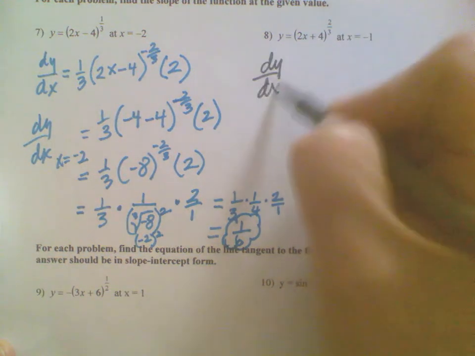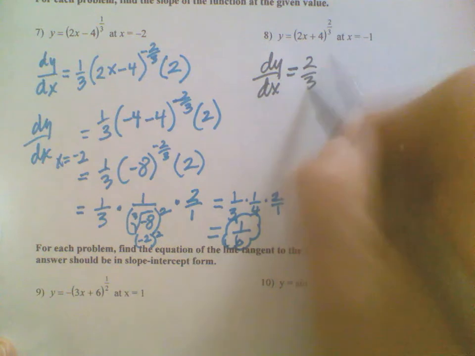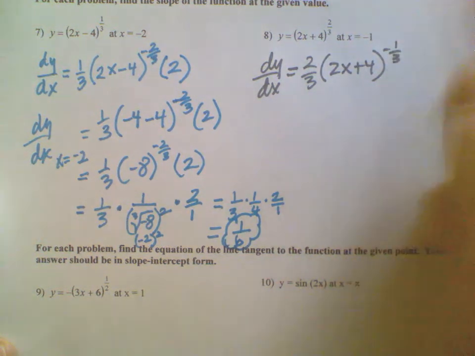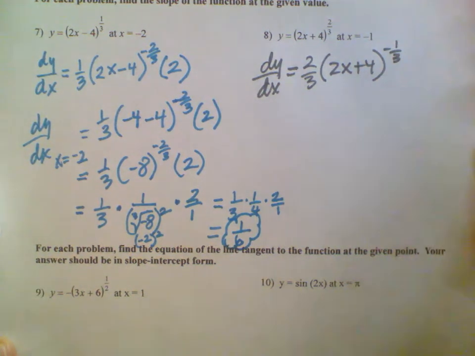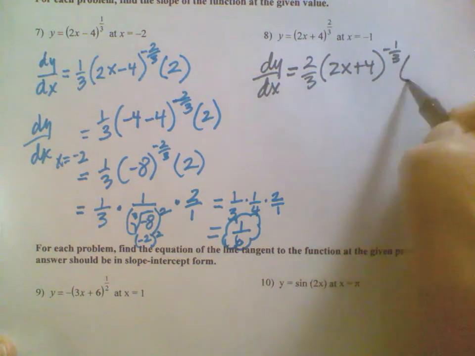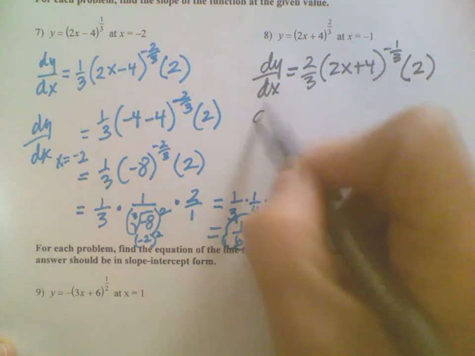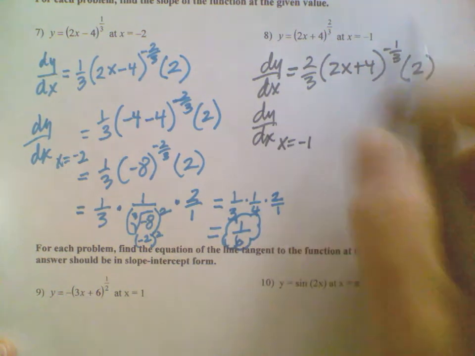dy/dx would be 2/3 times (2x + 4) to the negative 1/3, which is going to equate to a cube root in the denominator, and then times the derivative of the inside, which is 2.